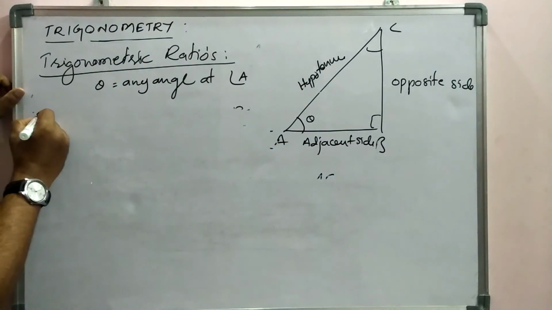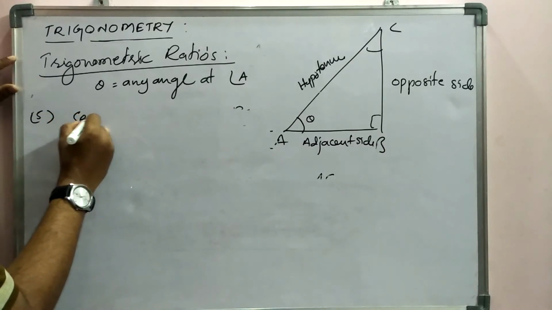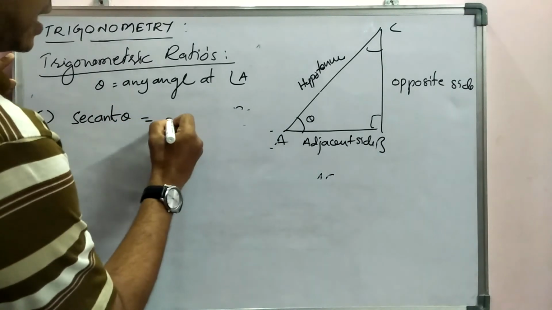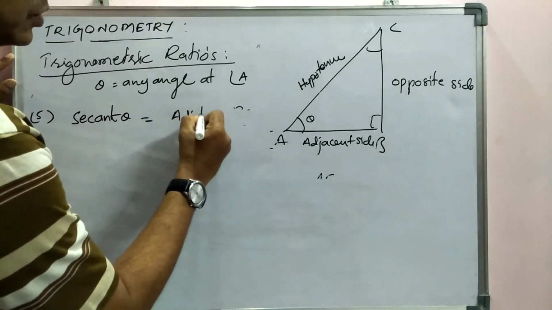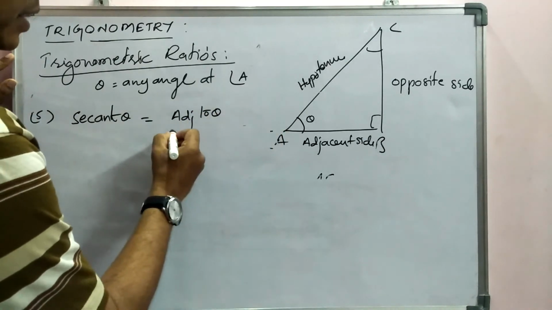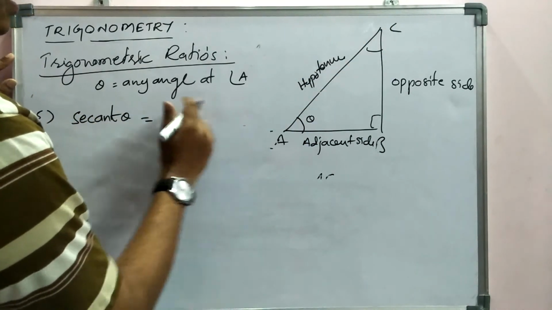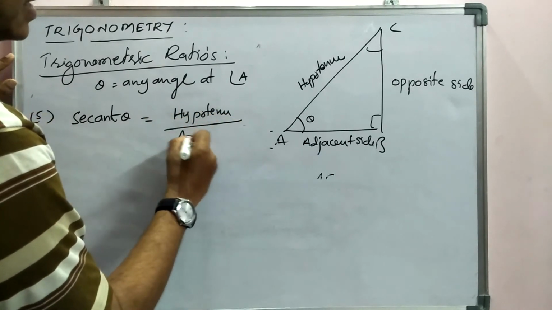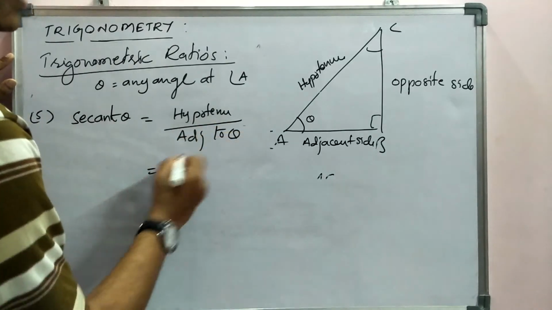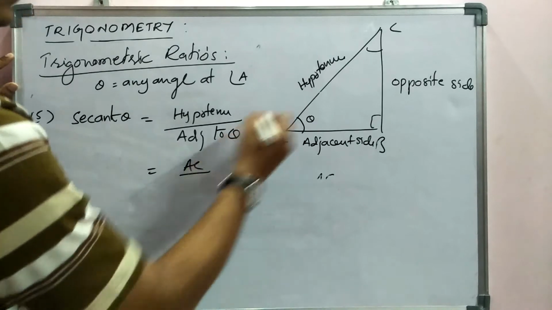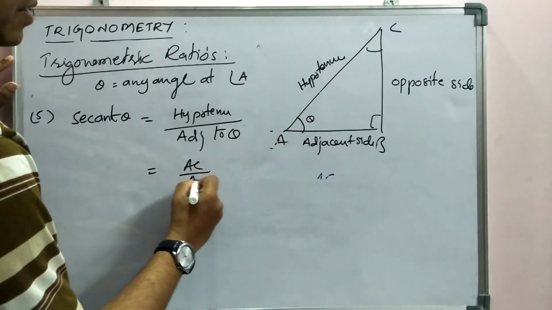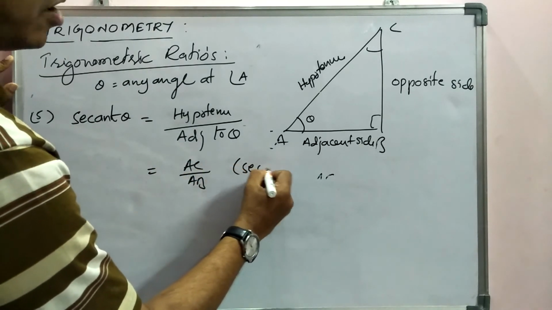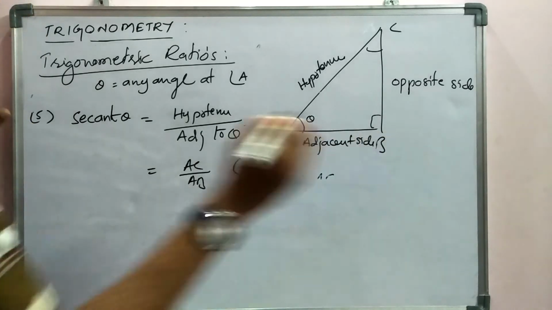Fifth ratio is secant theta. Secant theta is hypotenuse by adjacent side to theta. So what is the hypotenuse here? AC by adjacent is AB. So for this it is given as secant theta. In the short form we write it as sec theta.